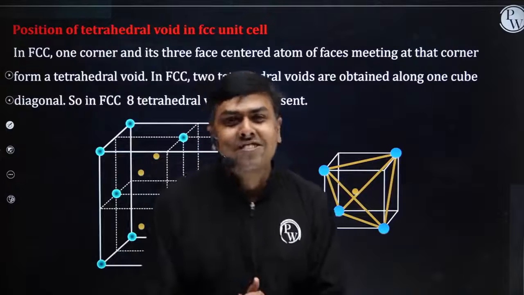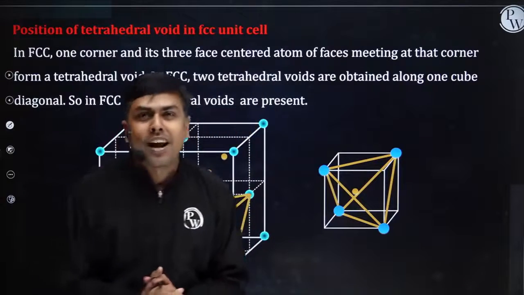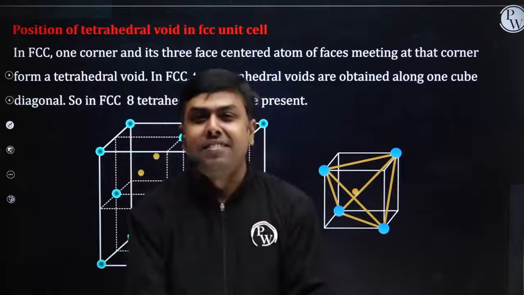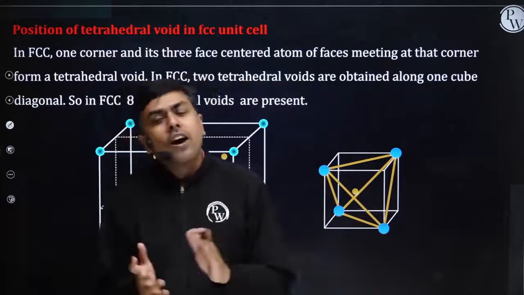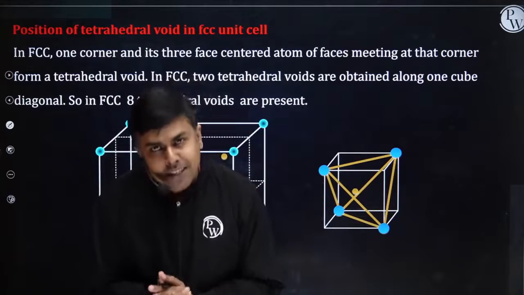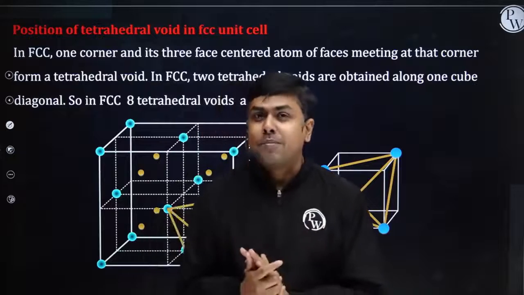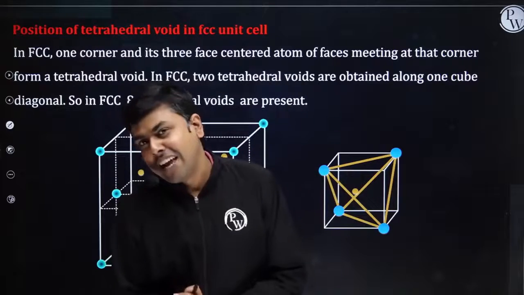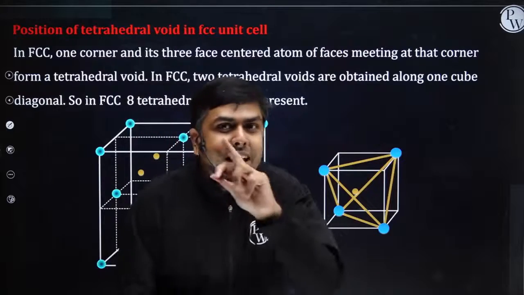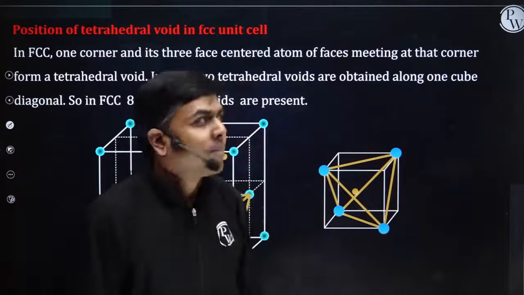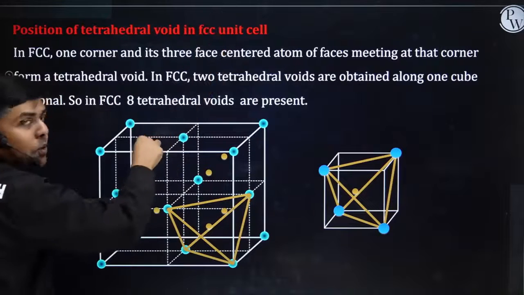Students, now let's try to understand the position of tetrahedral and octahedral voids in FCC. For this, I am giving you a simple trick. Consider your room to be a perfect cube and consider it's having a FCC arrangement. If it is having FCC arrangement, atoms are placed at the corners as well as at the face center. Okay. From corner, what's the distance to this face center atom? It's a by root 2.